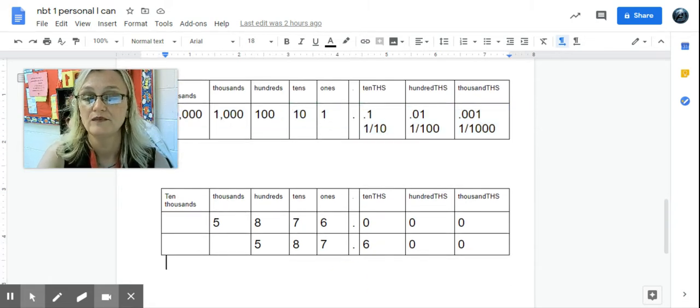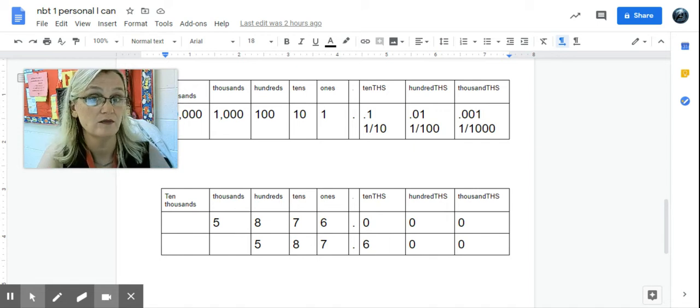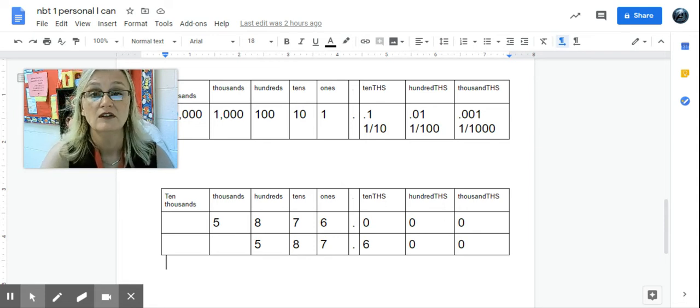Here is an example. In this number, 5,876, the 5 is in the thousands. This number, the one on the bottom, is 587 and 6/10. The decimal is pronounced or is said as the word and. The 5 in the top number is in the thousands, and the 5 in the bottom number is in the hundreds. So in that case, the 5 in the top number is 10 times the value of the 5 in the bottom number.